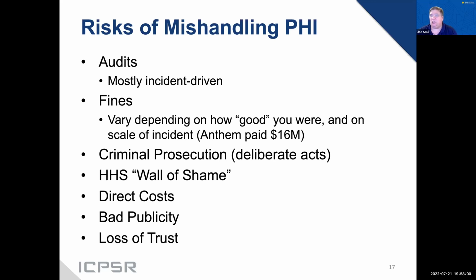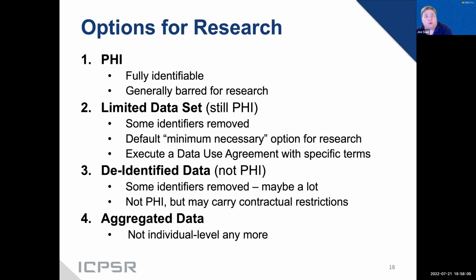You get bad publicity and people stop trusting you. So it's risky to have PHI in your environment. So there are multiple options then if you want to use health data for research. The first is get PHI. Fully identifiable data, you're probably not going to get it for research. We'll talk more about that.